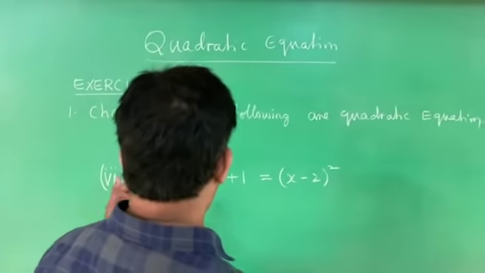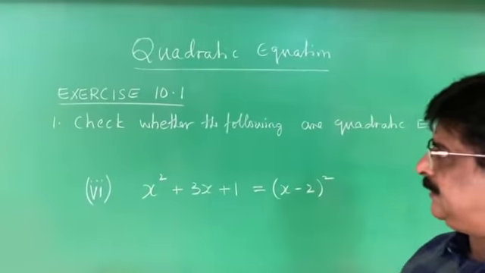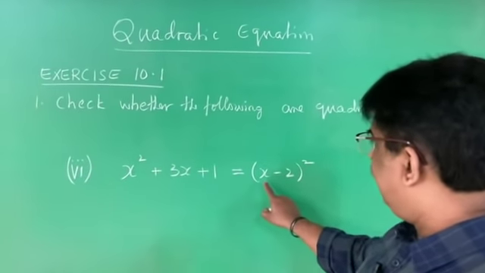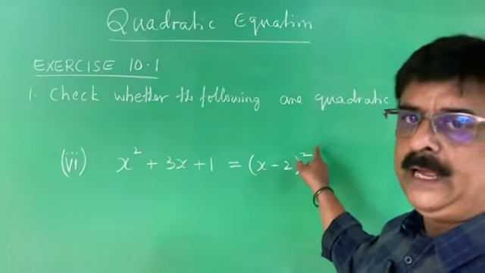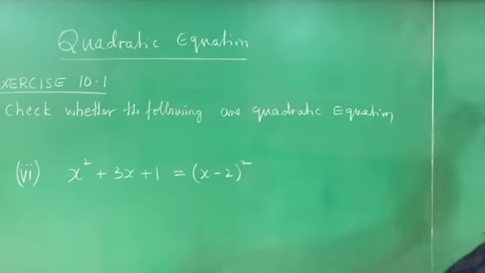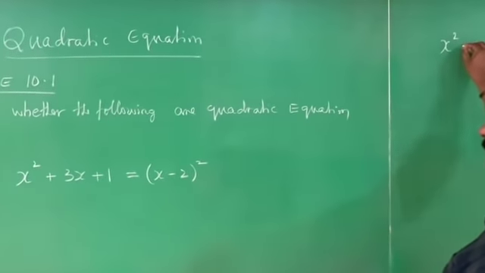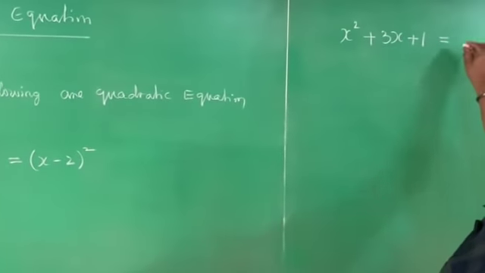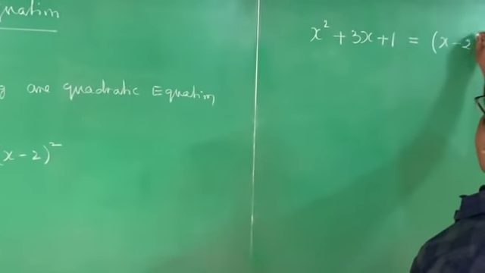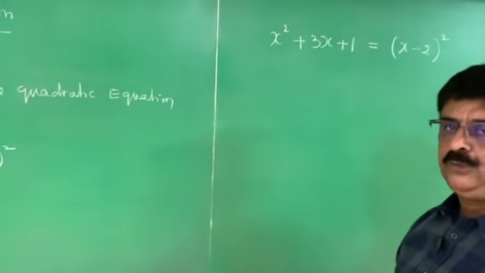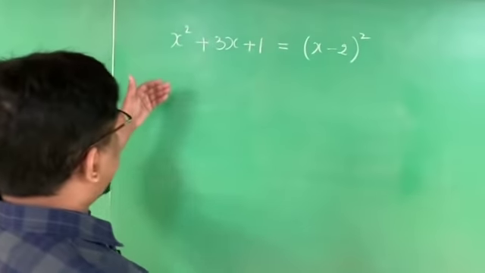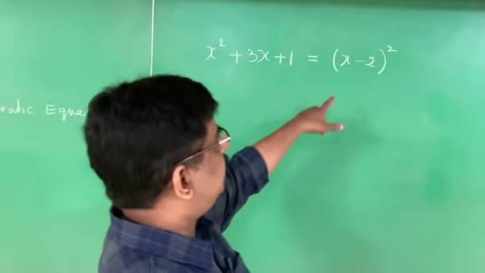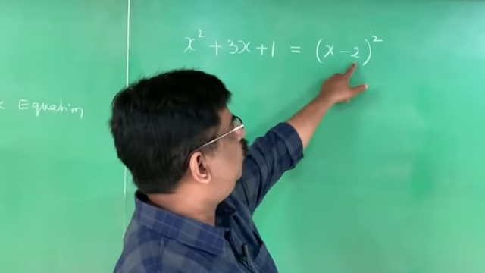The first main question of Exercise 10.1 is x square plus 3x plus 1 is equal to (x minus 2) whole square. I write the equation: x square plus 3x plus 1 is equal to (x minus 2) whole square. There is nothing to do in the LHS; LHS is simplified and kept. So only in the case of RHS, (x minus 2) whole square is there.